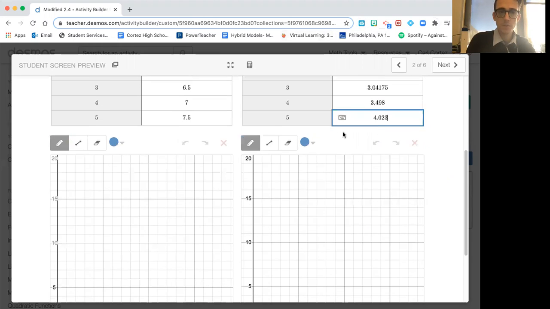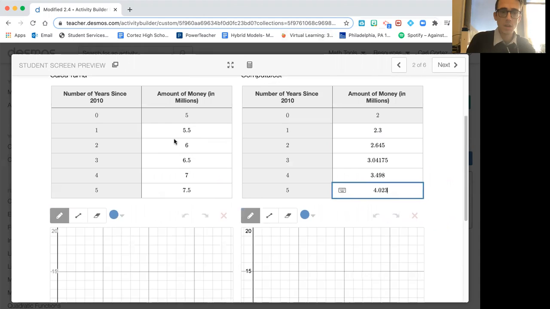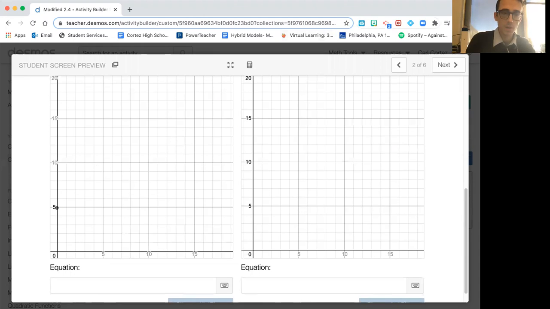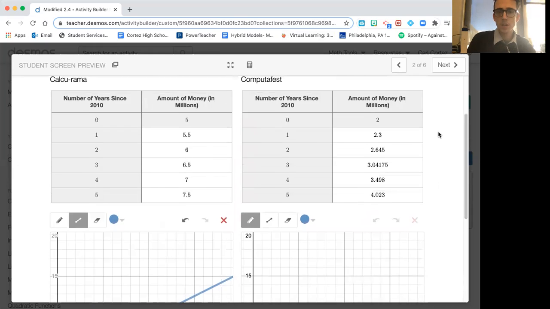So we got the tables. We could graph this out. This one's starting at 5 and just keeps going up by 0.5 every year. So the next year is just 0.5, add that again. I have enough to make a straight line, so I'm just going to do that. And that should be zooming along. Okay. But what about for ComputerFest?